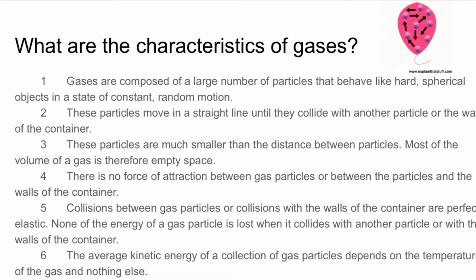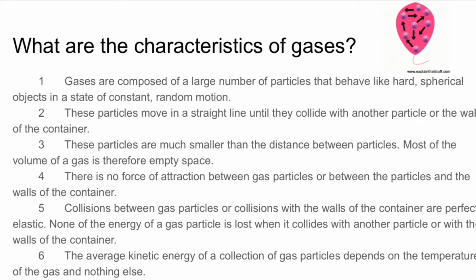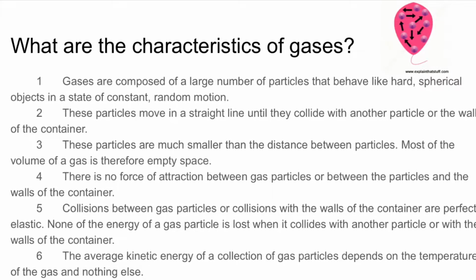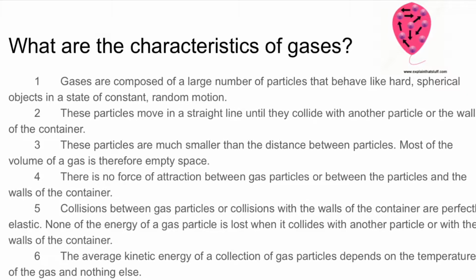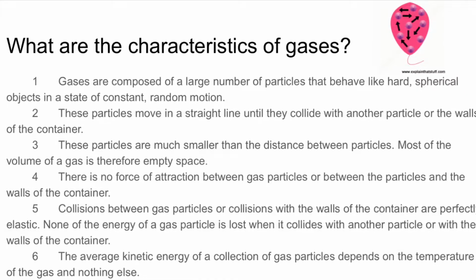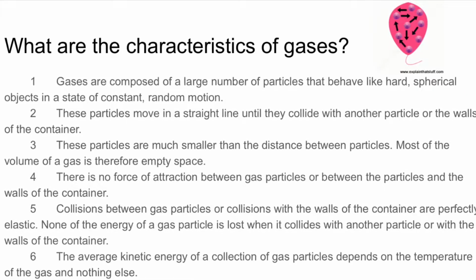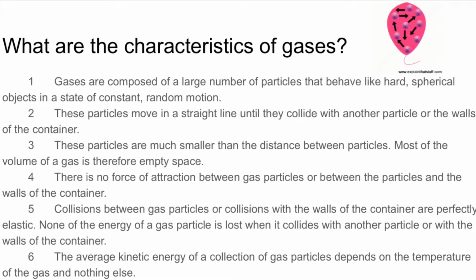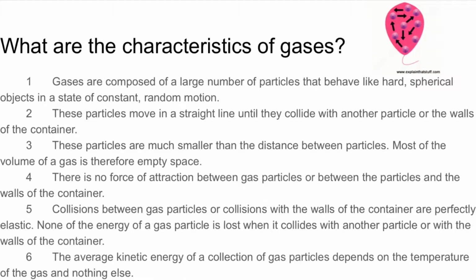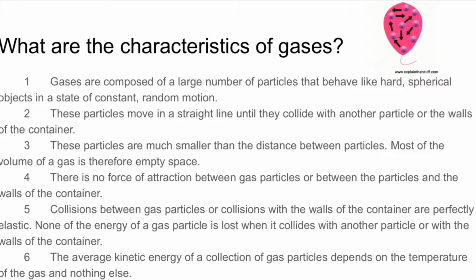Gases are composed of a large number of particles that behave like hard, spherical objects in a state of constant, random motion. These particles move in a straight line until they collide with another particle or the walls of the container. These particles are much smaller than the distance between particles. Most of the volume of a gas is therefore empty space.